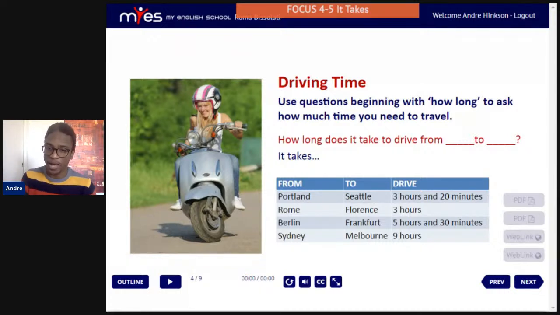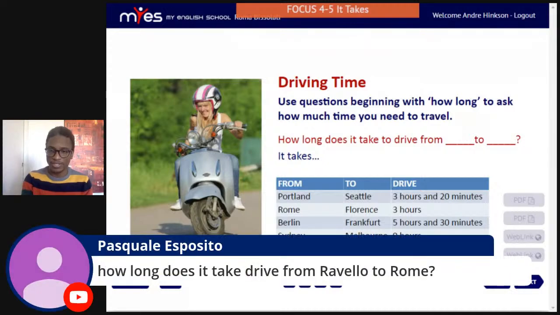Yeah. So Pasquale asks, how long does it take to drive from Ravello to Rome? Can anyone answer that question? Thanks, Pasquale, for that question. I'm not very familiar with Ravello, but maybe others might know.